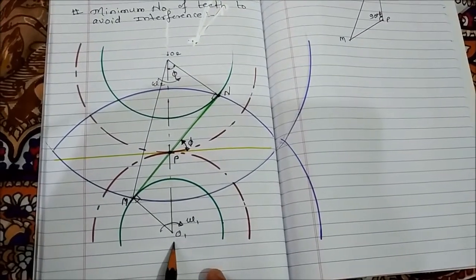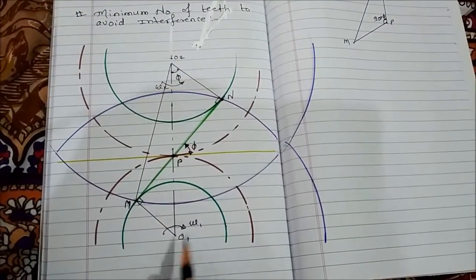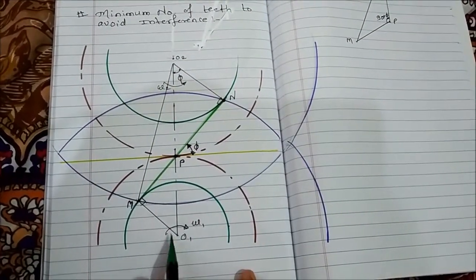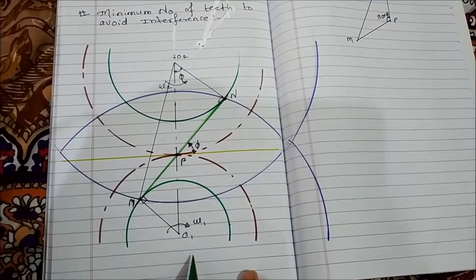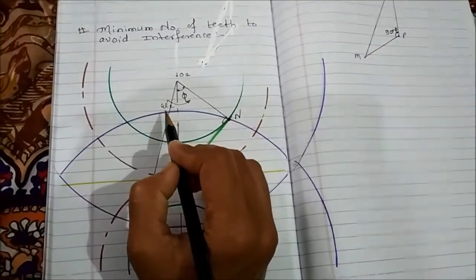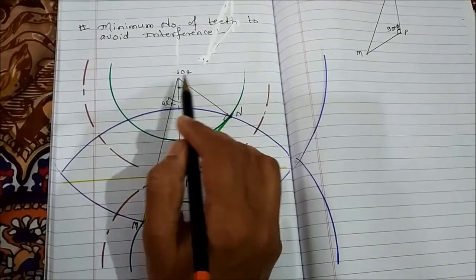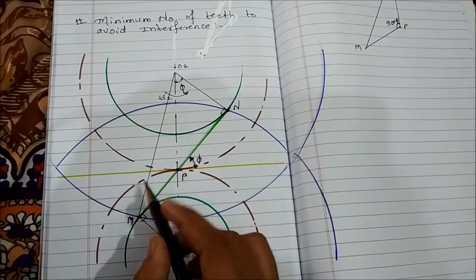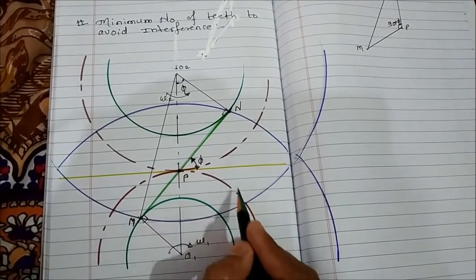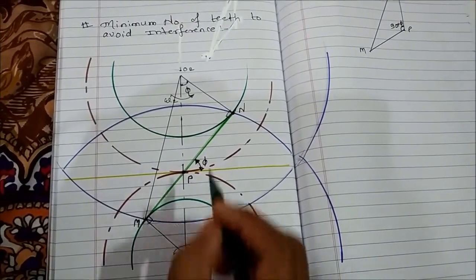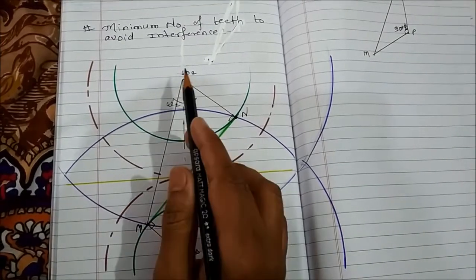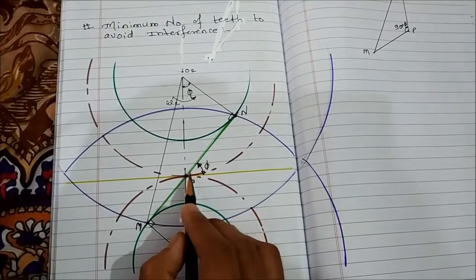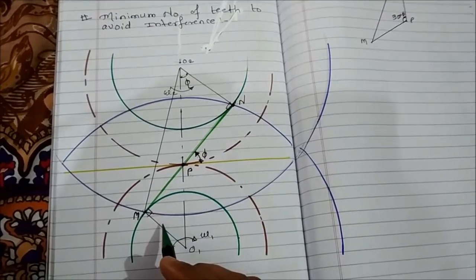So here is gear 1, the center of gear 1 is O1, and the center of gear 2 is O2. Omega 1 is the angular velocity of gear 1, rotating in the clockwise direction, and omega 2 is the angular velocity of gear 2, rotating in the anti-clockwise direction because they are externally meshed with each other. This dotted line represents the pitch circle of gear 1. Similarly, this dotted circle represents the pitch circle of gear 2, meeting at one point, which is the pitch point denoted by P.